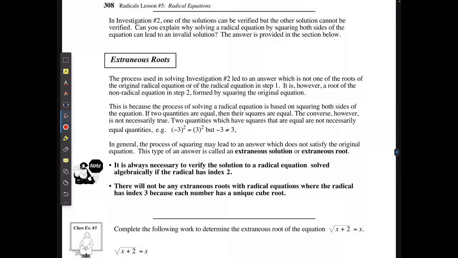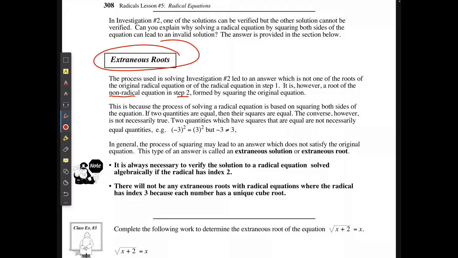So, in that last example, one of the solutions can be verified, but the other solution can't be verified. Why is that true? Well, we call it an extraneous root. The process used in solving the equation led to an answer which is not one of the possible solutions. It is, however, a root of the non-radical equation that we created.